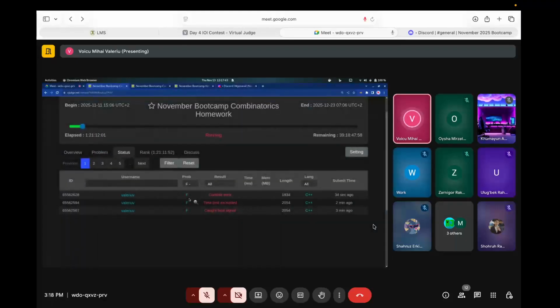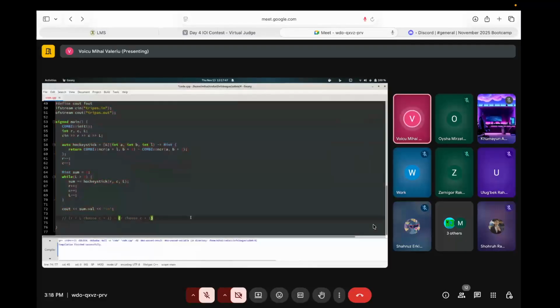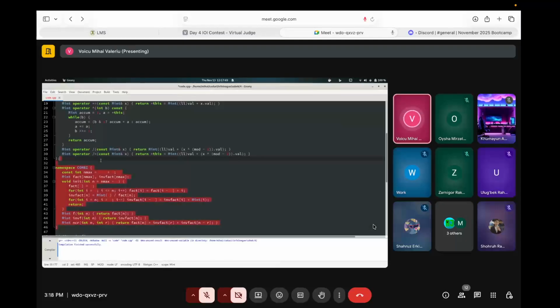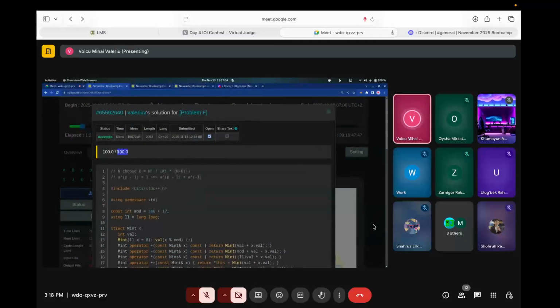Okay, then I will move on. I hope the implementation, at least for the binomial coefficients, which was the really important thing, was clear.